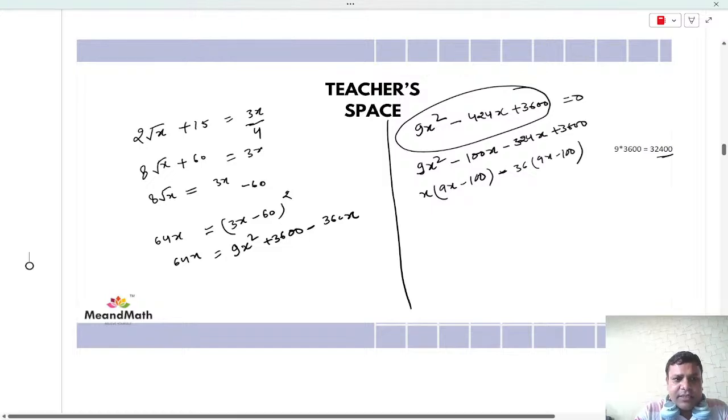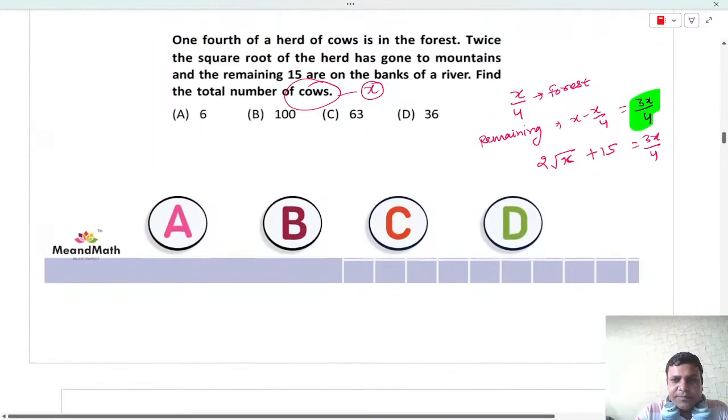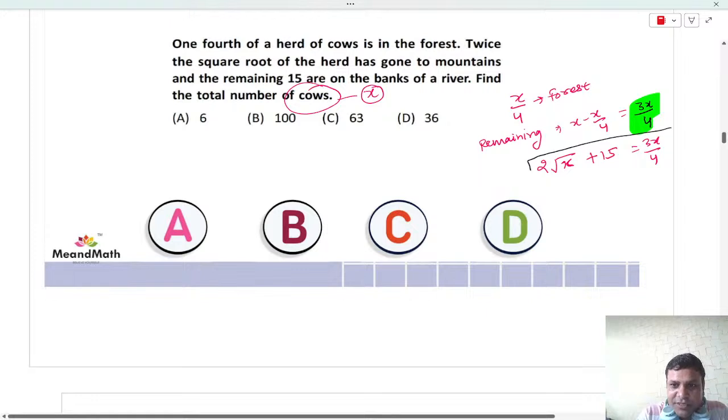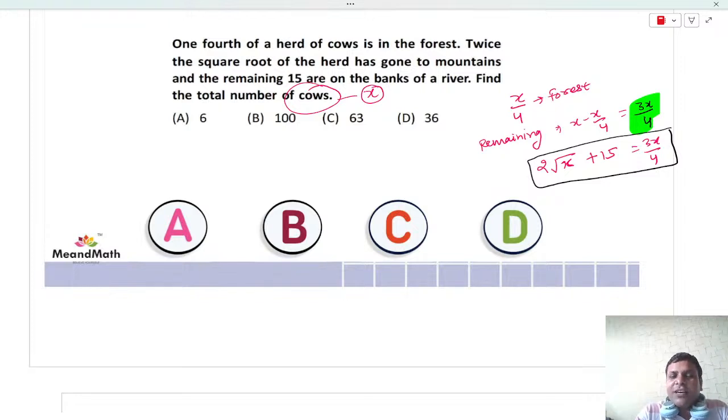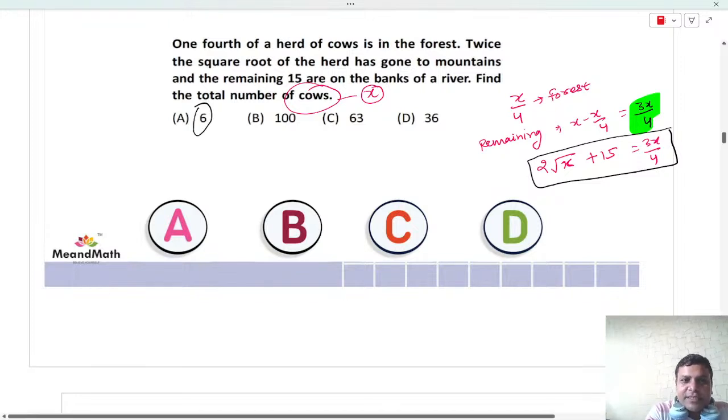Yes. Now come to the question here. I'll give you one more easy method. This is the equation here: 2 root x plus 15 is equal to 3x by 4. Now look at the options. The first option is 6. Is it a perfect square number? Because here the number should be a perfect square, since we have to find the square root.